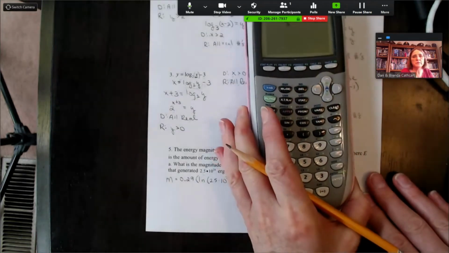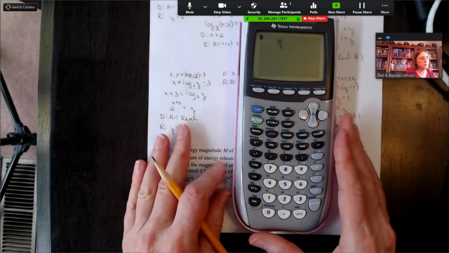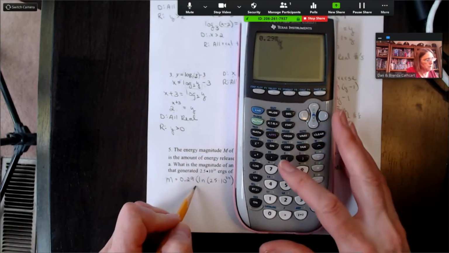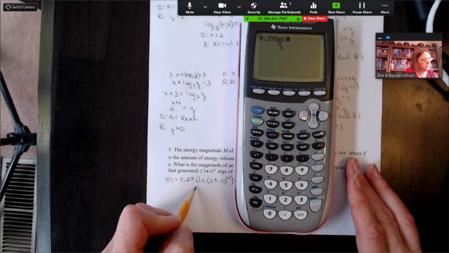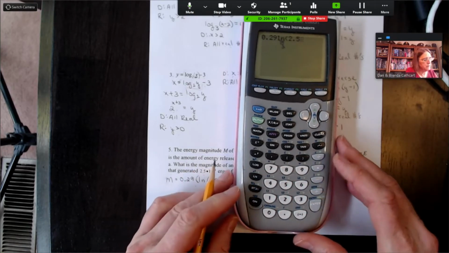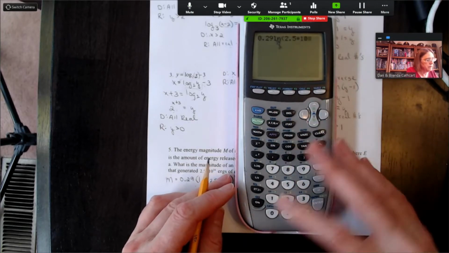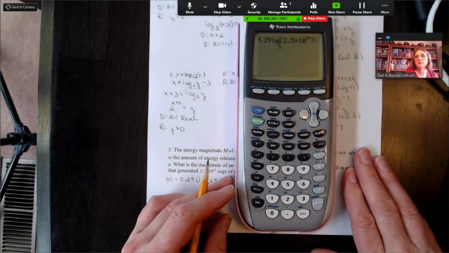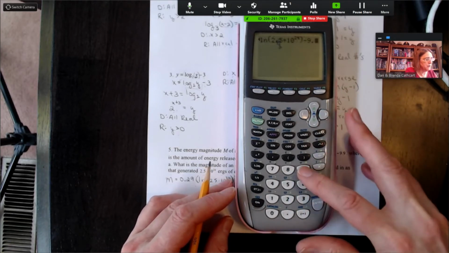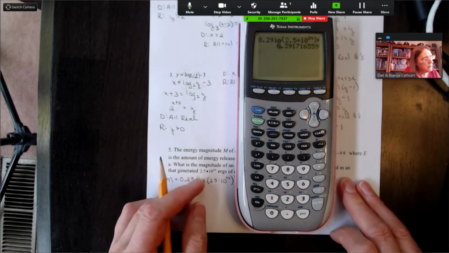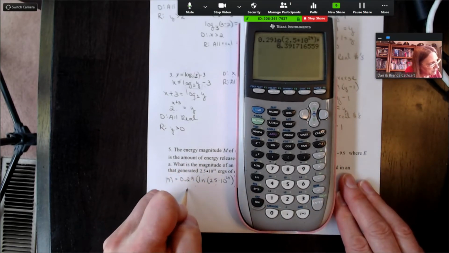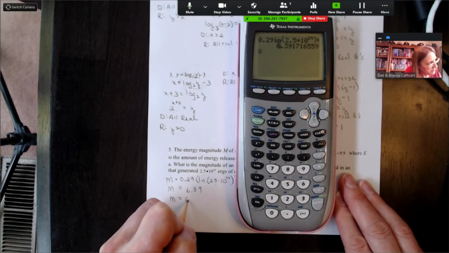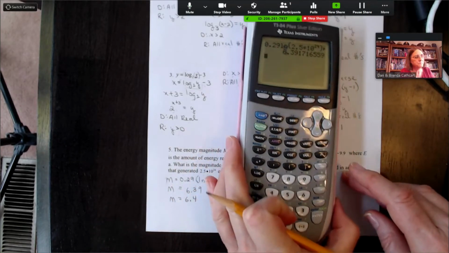Okay, I had to clear my screen. We're just going to enter that in. We have 0.29, and then we have the natural log. We have 2.5 times 10 raised to the power of 24, and then I'm going to subtract 9.9. And my answer there is 6.39, or about a magnitude of 6.4.